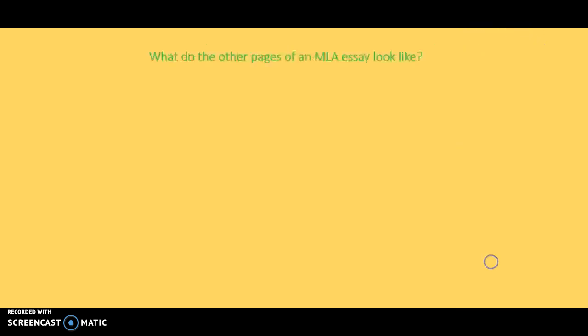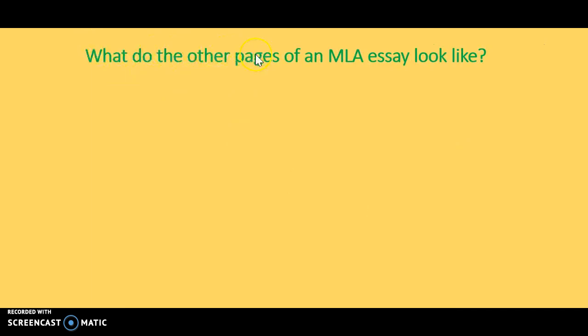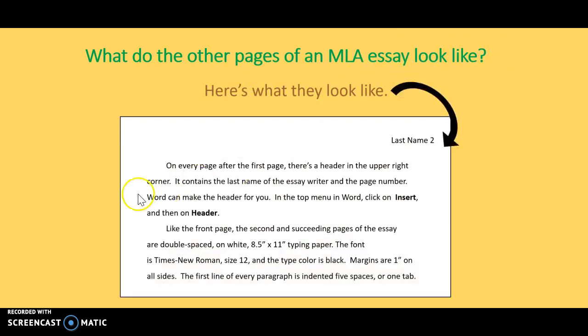Moving on. What do the other pages of an MLA essay look like? Here's what they look like. On every page after the first page, there's a header in the upper right corner. It contains the last name of the essay writer and the page number. Word can make the header for you. In the top menu in Word, click on Insert and then on Header. And we have an example of the header here.